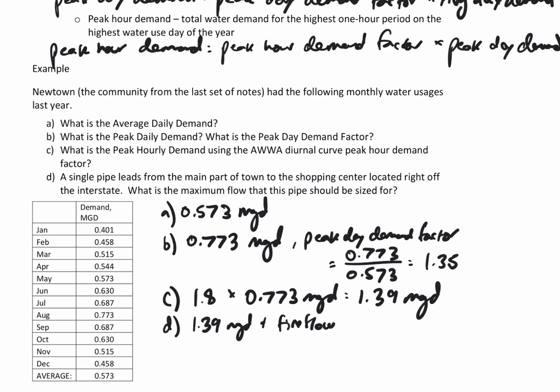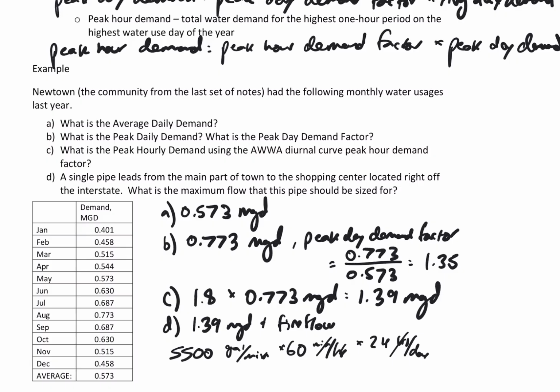Well, in the previous set of notes, we looked at what the fire flow for the shopping center was, and it was 5,500 gallons per minute. I need to convert this to million gallons per day. So multiply by 60 minutes per hour, multiply by 24 hours per day. So my hours cancel, minutes cancel. I'm at gallons per day.